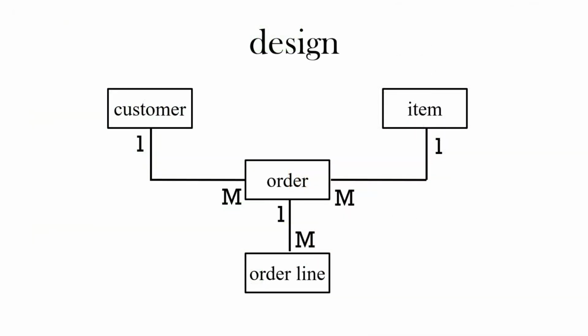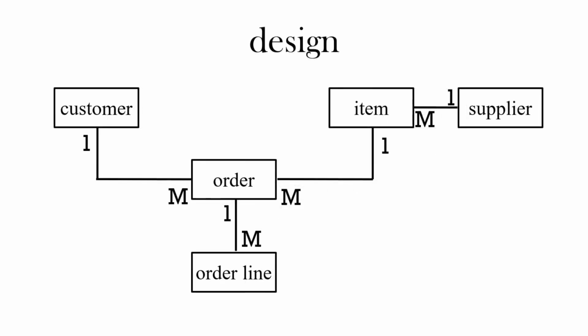So in our design we would have customer item, we have a junction table order, but now we also have order line. We can add more detail if we like. For example, here we could add the supplier of the item.